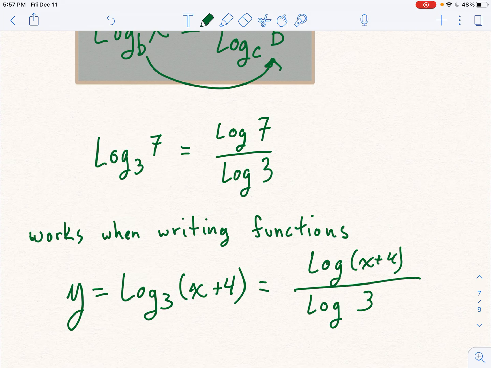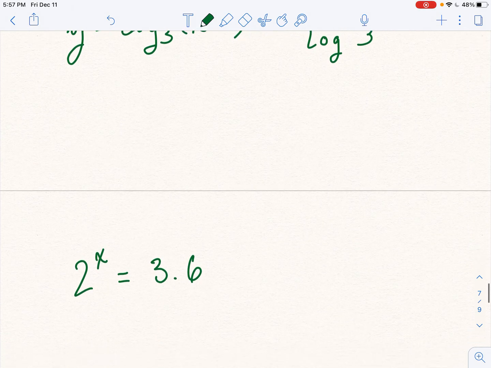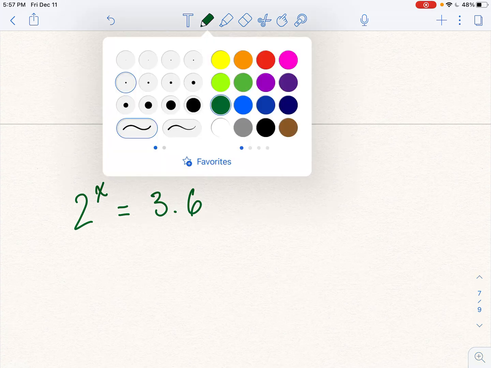And then finally, the last thing I want to do is connect a couple of ideas here. This change of base rule has a big connection with solving equations. So here's an equation, 2 to the x equals 3.6. I just made up a couple of numbers there. One of the things that some people are learning to do is to take an exponential equation like that and rewrite it as a log equation. So you might want to do that.